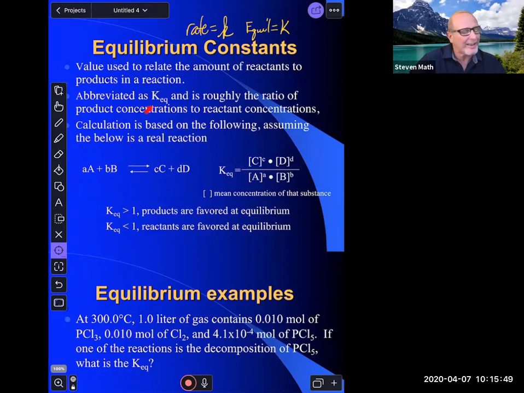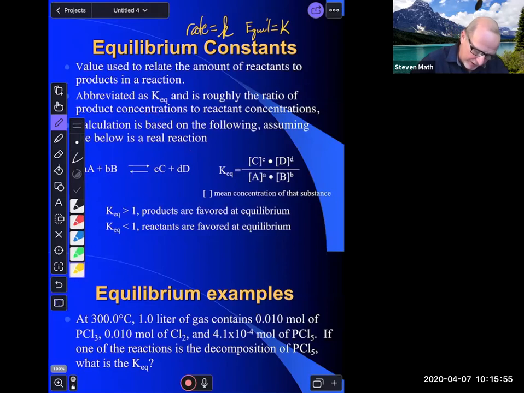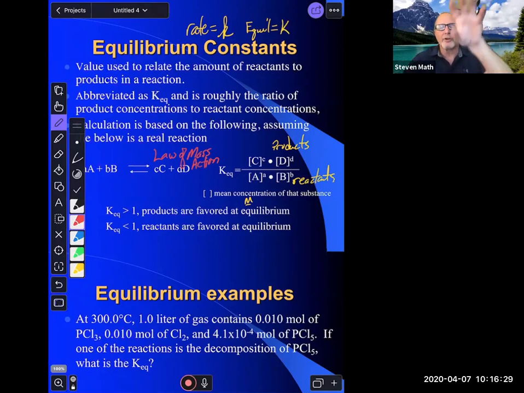What this is, simply put, is a ratio of the products over the reactants. Now these are in brackets, so we mean concentration, molarity of these substances. This whole thing has a fancy name. This is called the law of mass action. Never going to ask you that, no one's going to ask you that. But it is a law for equilibrium. Just remember, products over reactants.